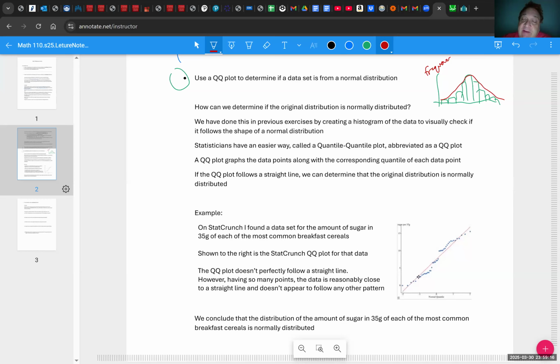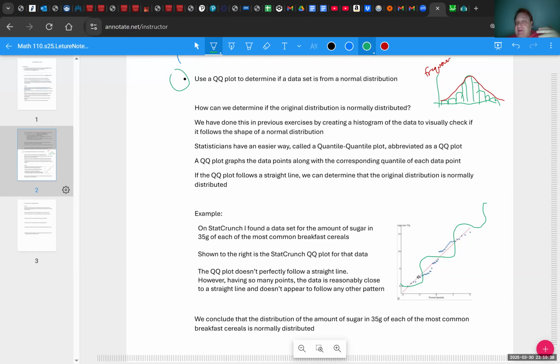Like if it wiggles back and forth, let's suppose my plot went like this, a very clear wavy pattern. Even though some are above and some below, we wouldn't consider that following a straight line because it follows a different pattern. So the example we have here follows the straight line pattern.